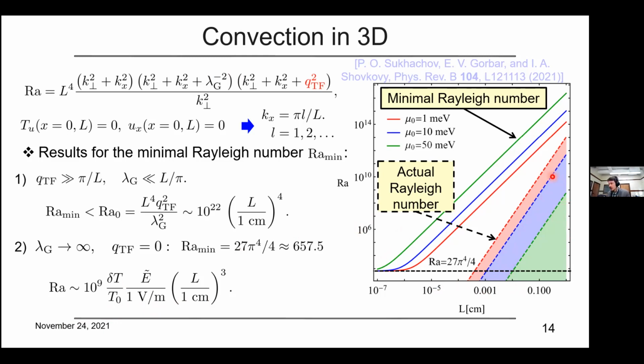So as you can see, there are many orders of magnitude difference between these numbers. Notice that I am using a logarithmic scale here. Even for very large systems of centimeter size, we still have several orders of magnitude. And even for very low doping, again, there are several orders of magnitude. So the bottom line is that convection instability is strongly suppressed in three-dimensional Dirac and Weyl semimetals, and in principle in other materials too.